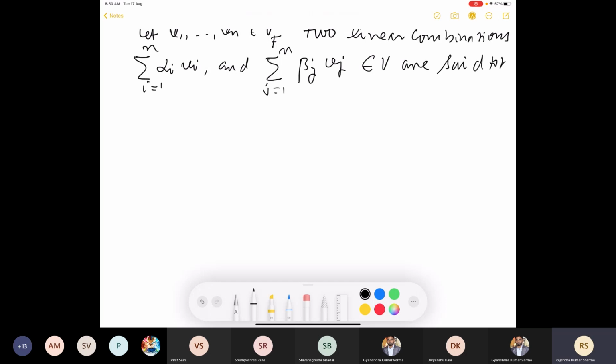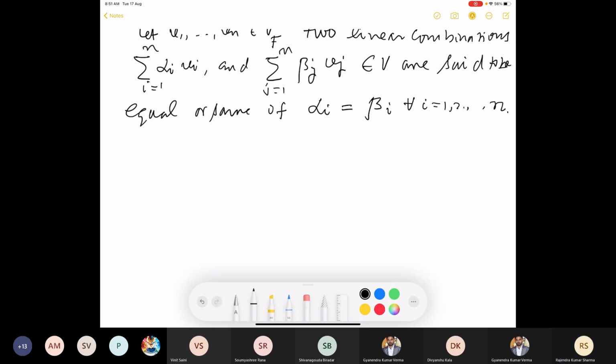They are said to be equal or the same if each alpha i is the same as beta i for i from 1 to n. So we say the two linear combinations are the same or equal if the coefficient of each Vi is the same. The representation is said to be unique. That means if there are two representations, then they are always the same. Now, in case of the vectors being linearly independent, every element in their span has a unique representation, which is actually a linear combination.